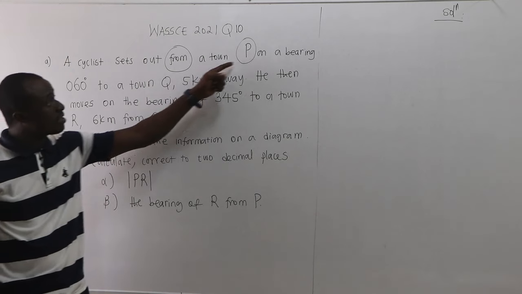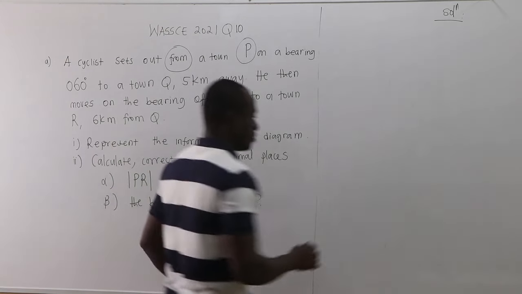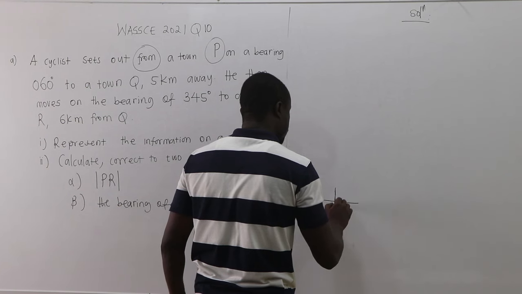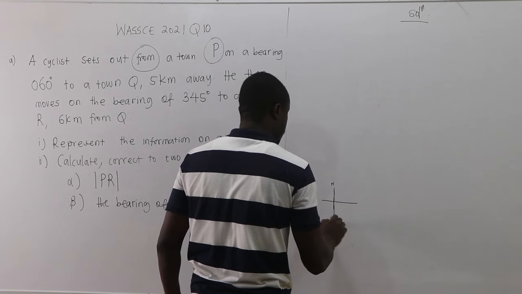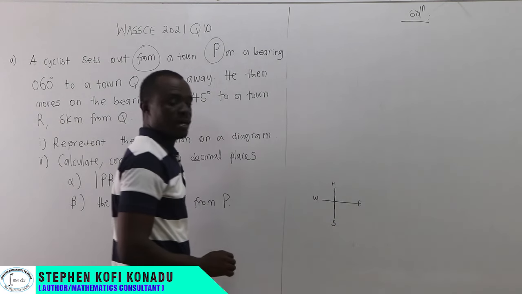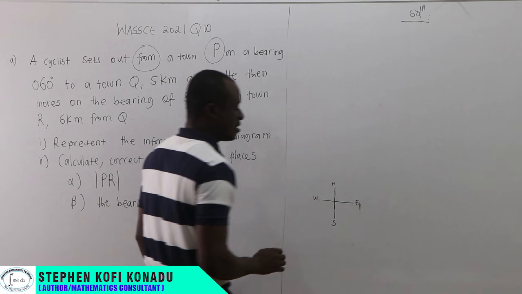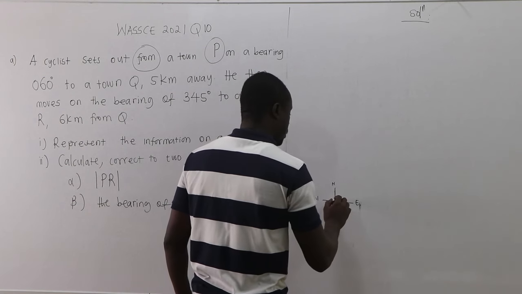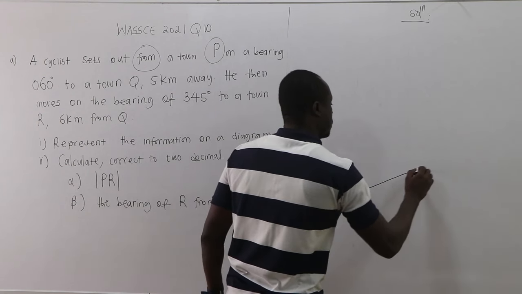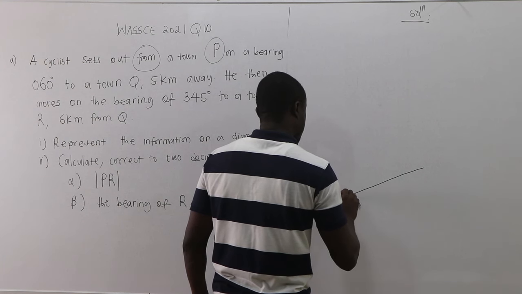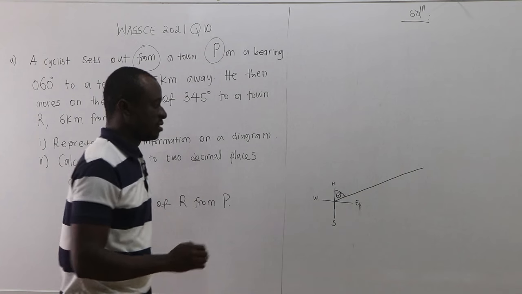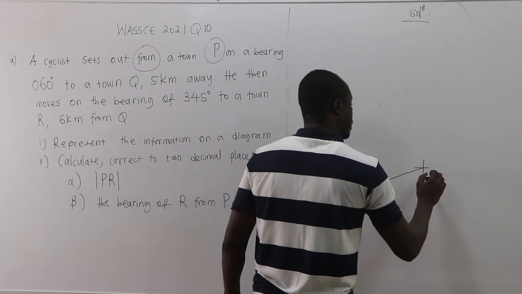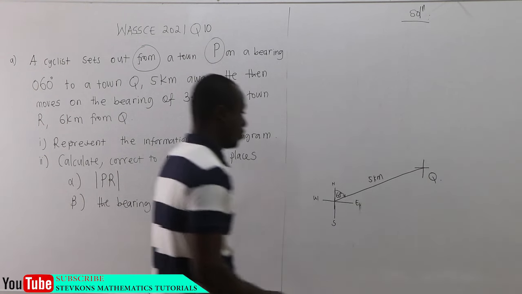So it sets out from a town P on a bearing of 60 degrees. Let's start over here. On a bearing of 60 degrees, this is our north, south, west, and our east. So 60 degrees, that's the first quadrant. This is not to scale, but this is 90. Let's suppose this is 60 degrees, so the angle from here to here is 60 degrees, and it is 5 kilometers. So 5 kilometers, and this is our Q and P.